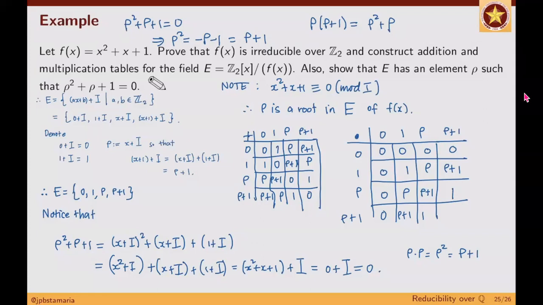Tapos, ano yung rho plus 1 quantity squared? Sige nga. Scratch tayo. Rho plus 1 quantity squared. Meron tayong freshman's dream theorem. Kasi characteristic 2 tayo, you can apply. Or kung, let's say, hindi mo gagamitin yung freshman's dream theorem, fine. You can just do it manually. Let's say, nakalimutan mo yun, oh, that's okay as well.